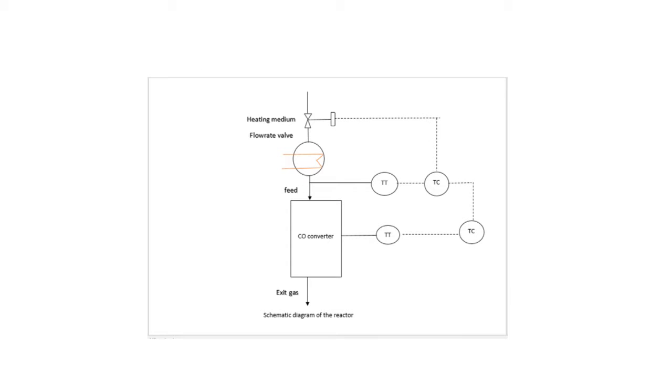Conventional feedback does not have a slave loop. Its response would therefore be slower, as when there is a disturbance in feed temperature, the reactor temperature would have to deviate from set point before corrective action is taken.